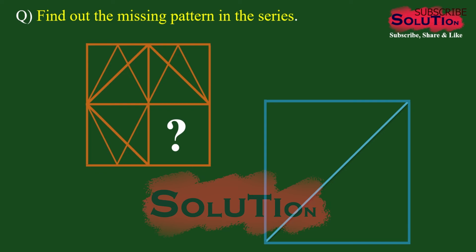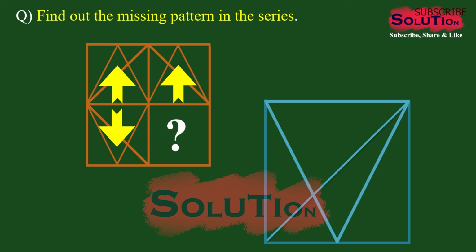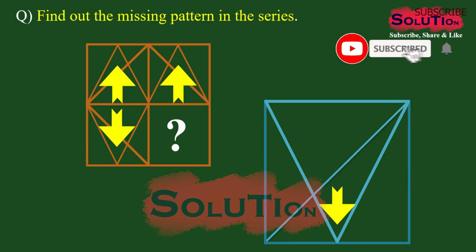Again, in every box there is a triangle kind of thing, right? In the first box we have a triangle pointing up, and down below it is pointing down. In the next box again it is pointing up. So in the next box we are expecting the triangle to be pointing down. So we are expecting the triangle like this. So in the fourth box the pattern will be this in front of you.